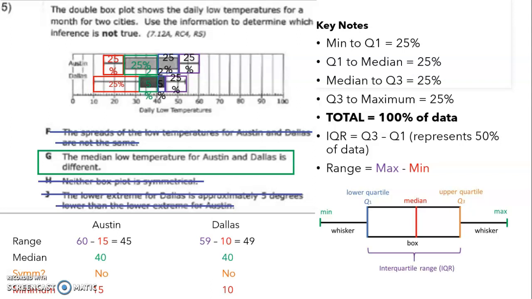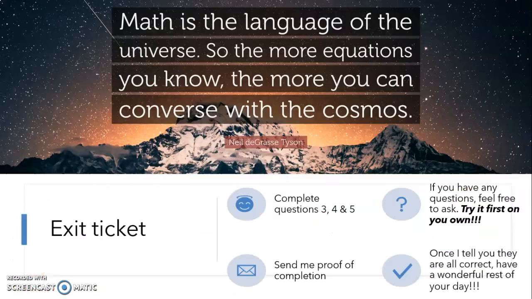Questions? So I looked for false. So the medians are different. So that's it, guys. That's all you have to do for today. If you have any questions, let me know. Complete questions 1, 2, and 3.